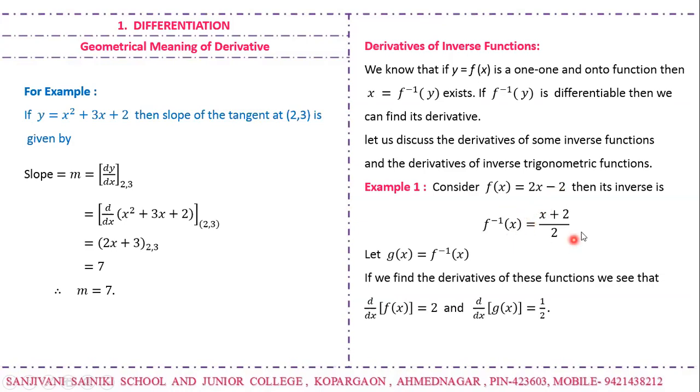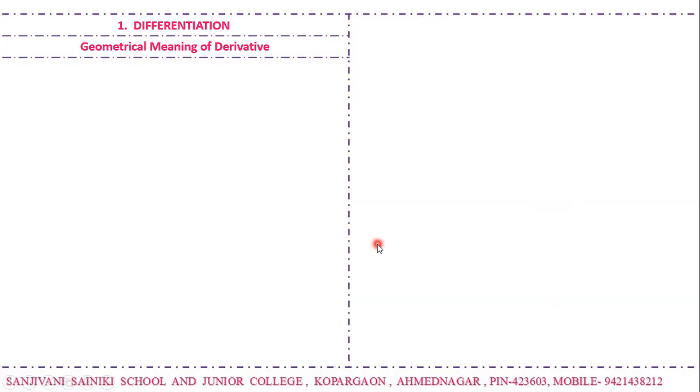And d by dx of this f inverse of x is 1 upon 2, since 2 is a constant, so we can take it outside. The derivative of x is 1 plus the derivative of 2 is 0. So we get 1 upon 2. So d by dx of f of x is 2, and d by dx of g of x is 1 upon 2. So they are reciprocals of each other. So it is clear that the derivatives are reciprocals of one another.